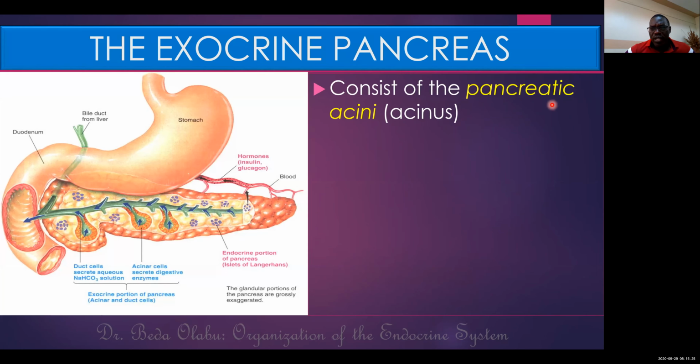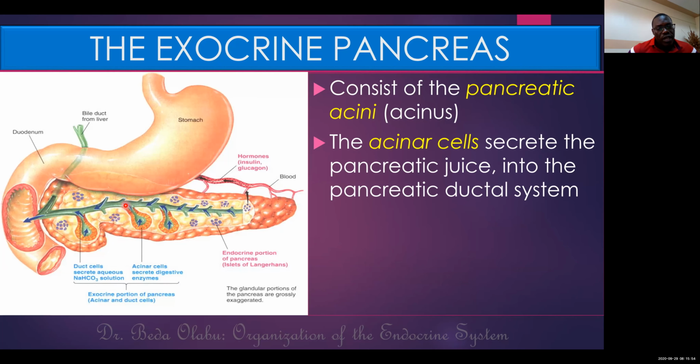The exocrine pancreas consists of what we call the pancreatic acini. These are the acini. So these acini produce pancreatic juice into the pancreatic ductal system. They release the juice into the pancreatic ducts. And this juice is the one that is transported up to the duodenum.